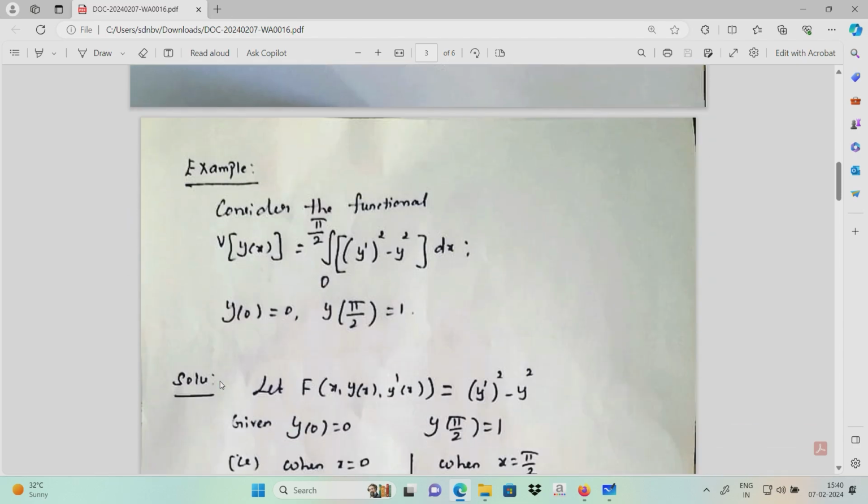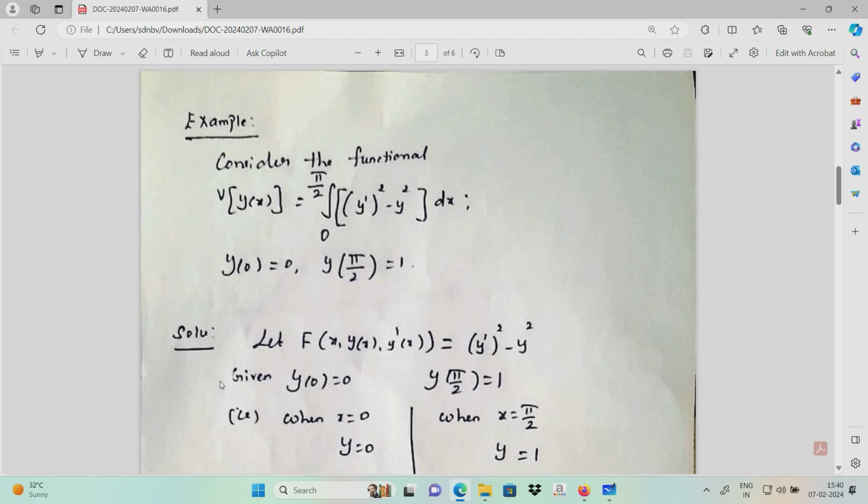So now consider the functional V of y of x is equal to integral 0 to pi by 2 of y dash square minus y square into dx, with the boundary condition y of 0 is equal to 0, y of pi by 2 equals 1. So now how do we start? What is this general type? V of y of x is equal to integral x naught to x1 f of x comma y dash into dx. Here the limits are 0 to pi by 2. So let us take our f as y dash square minus y square.